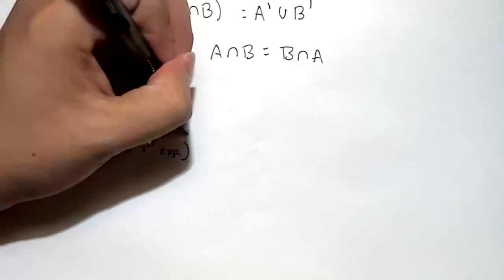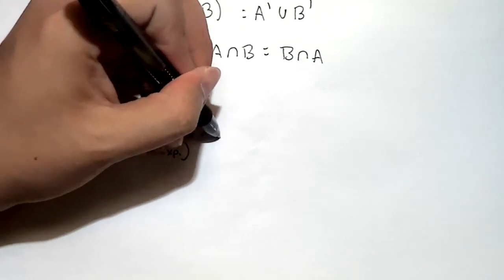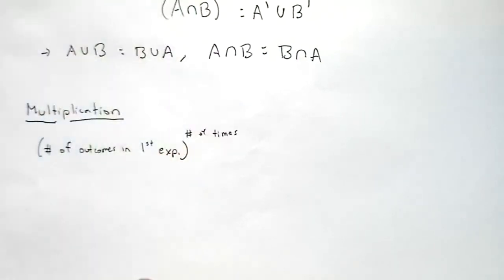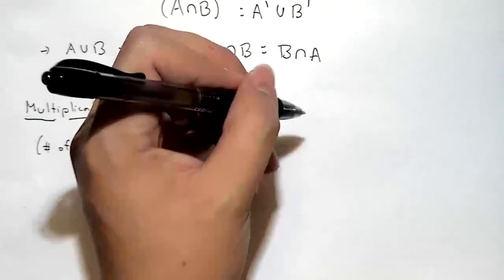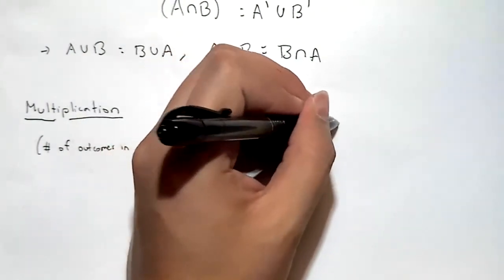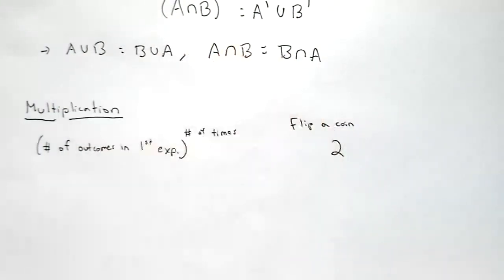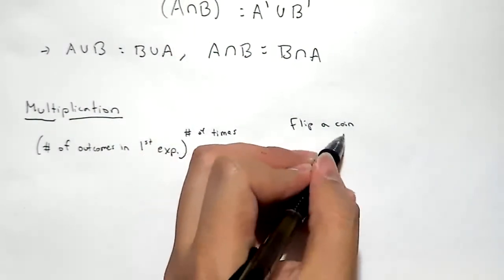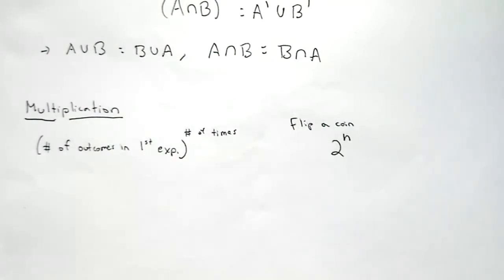And you elevate that to the power of the number of times you repeated the experiment. In the case of flipping a coin, you had 2 outcomes every time you do the experiment, and then you repeat the experiment n times, you'll have 2 to the power of n outcomes.